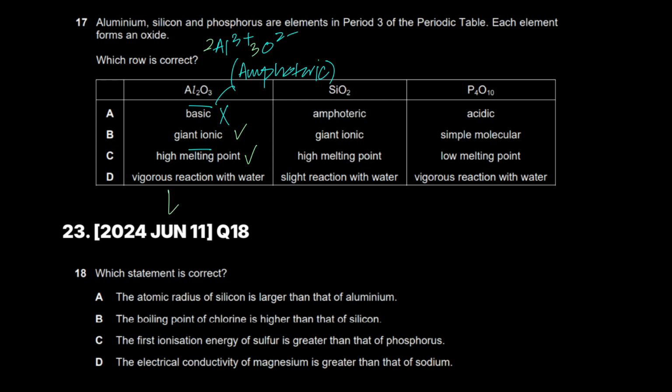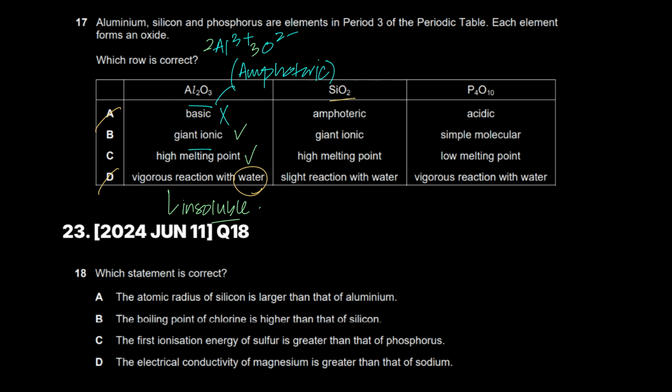Vigorous reaction with water? Sir, just sorry to bust your bubble. Aluminum oxide is insoluble in water. It does not react with water. Yes, it does react with bases and acids, but it's effectively insoluble in water, right? So we have to select between B and C now.